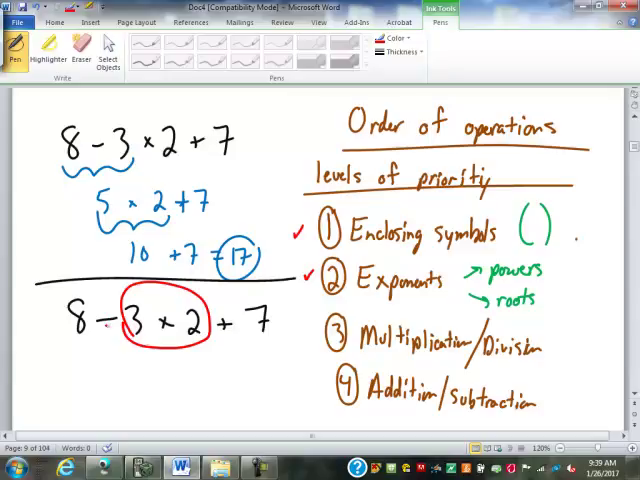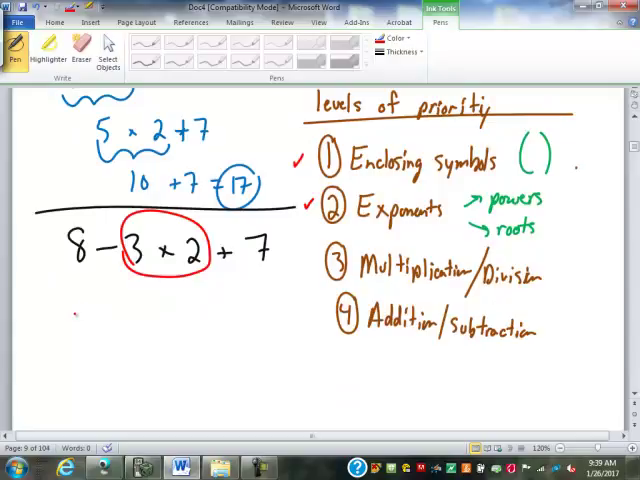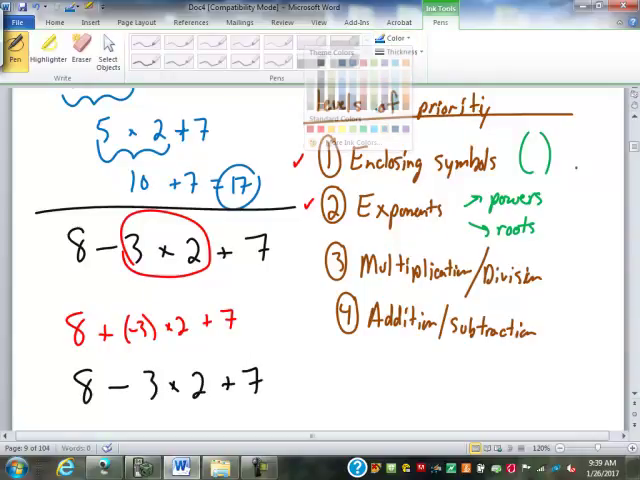This is a subtraction symbol. So you can either leave it as subtraction or you can change it to plus the opposite. If I change that to plus the opposite, this problem is going to become 8 plus a negative 3 times 2 plus 7. Now it is a negative 3 times 2, but notice it's plus here now instead of subtract. We're going to go ahead, just because it's simpler for me, to leave it as minus, and then it's a positive 3 times 2. So we're going to do that multiplication first.